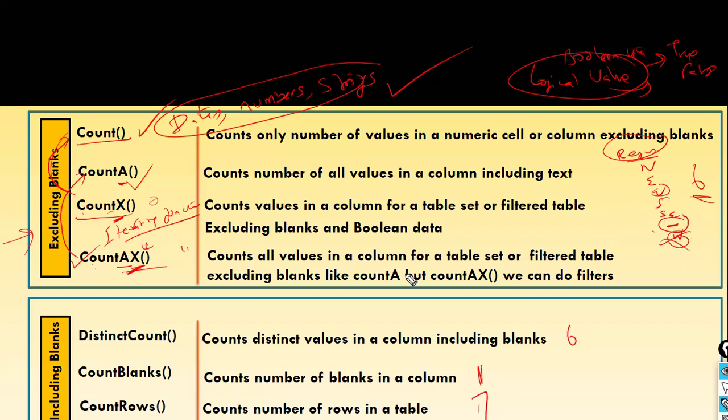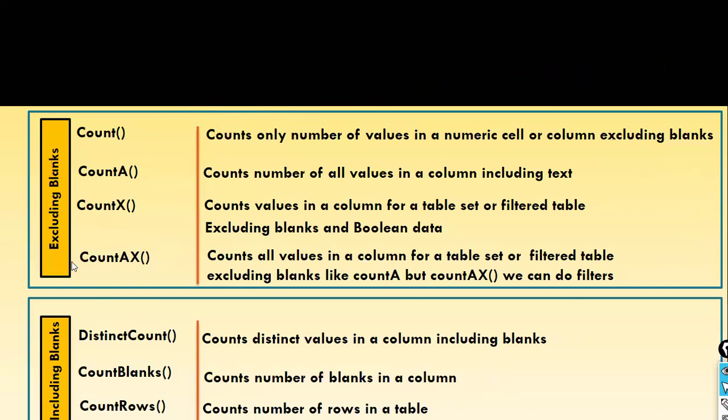So this is how you can distinguish one set of count functions from the other set of count functions. The distinct count, count blanks, and count rows will take into account the blank values, whereas the remaining count functions will not take into account the blank values.